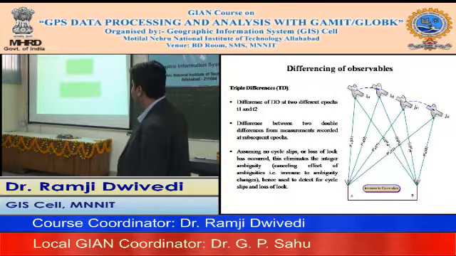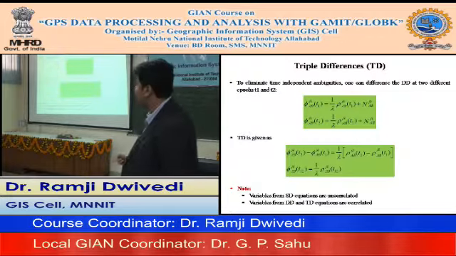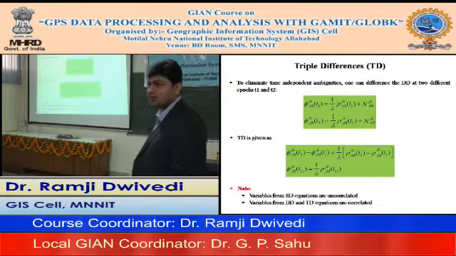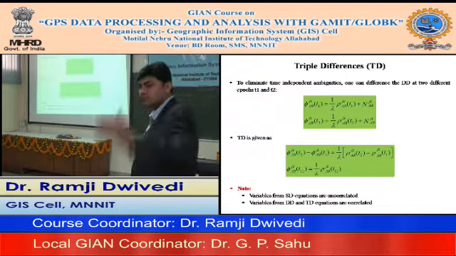This is the double difference equation at epoch T1, the double difference equation at T2, and now you have this very nice equation where you get rid of this ambiguity term. But eventually the trade-off is that noise is very large at this point.